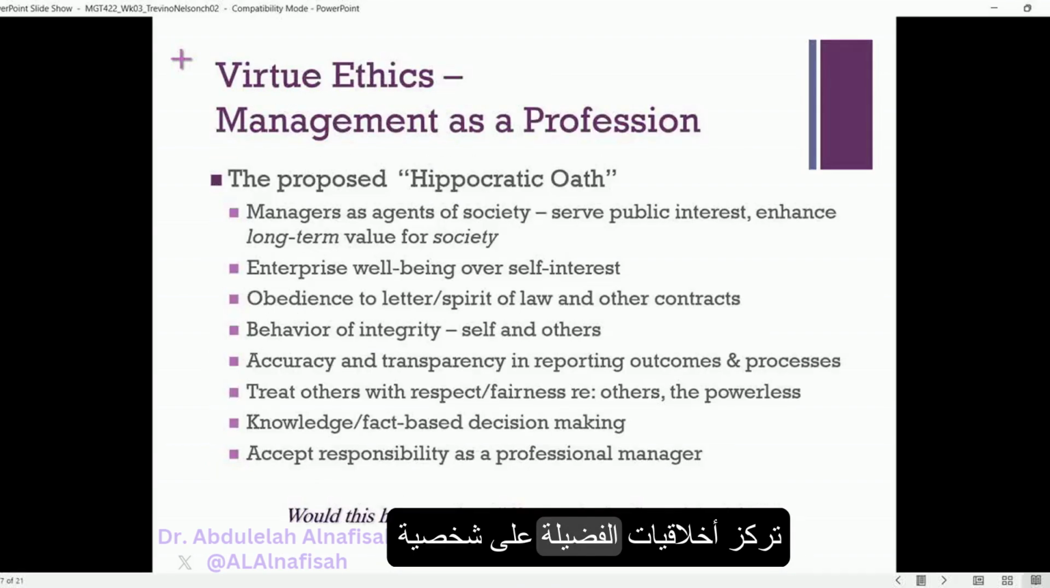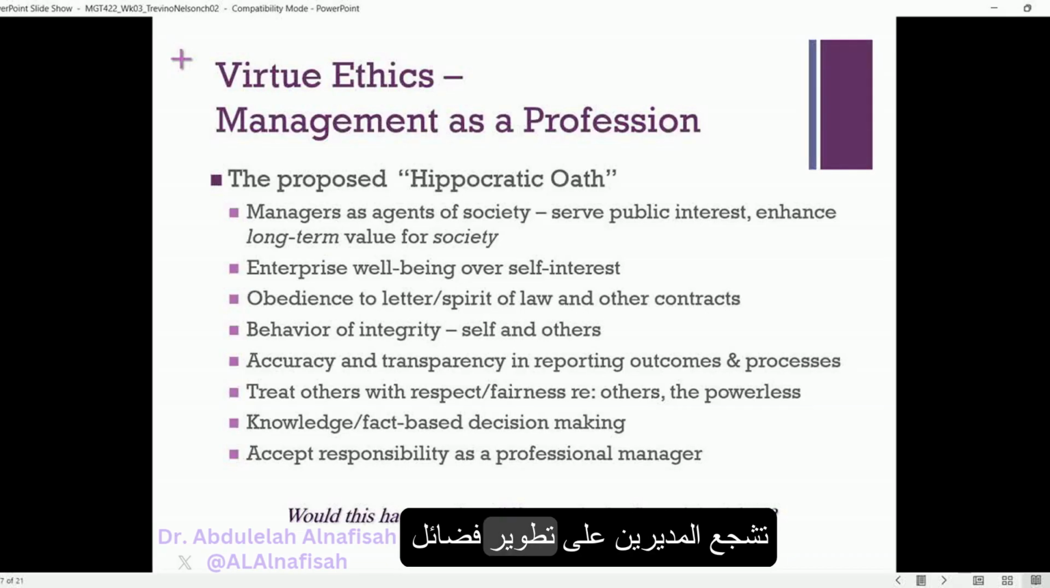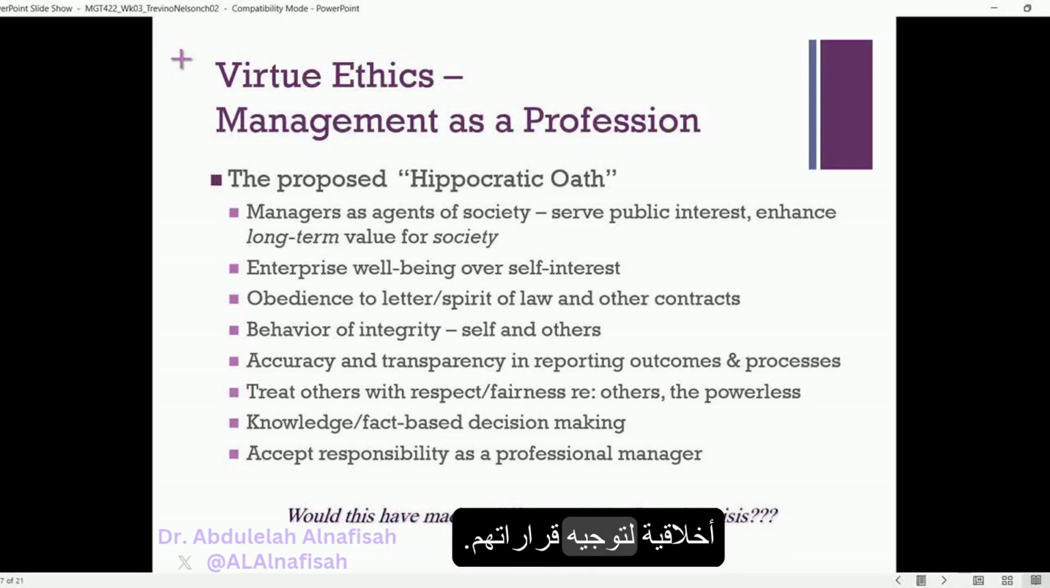Virtue ethics focuses on the character and virtues of individuals rather than just the outcomes of their actions. In management, it encourages managers to develop moral virtues to guide their decisions. The proposed Hippocratic Oath for managers advocates for ethical standards that prioritize societal well-being and organizational integrity. Managers should act as agents of society, making decisions that enhance long-term societal value instead of merely seeking immediate profits.